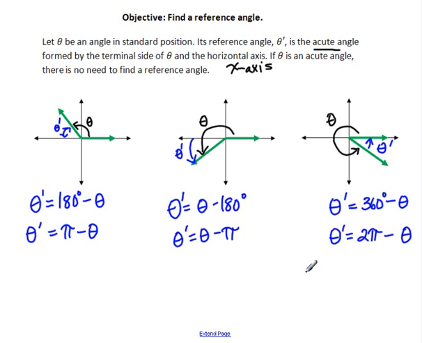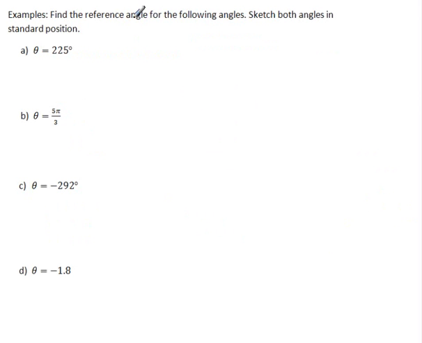Okay? Now I'm going to explain where the reference angle is needed in just a little bit, but right now we're just getting practice at what is the reference angle. So the reference angle is, again, the acute angle formed between the terminal side of theta and the x-axis. Always the x-axis. So let's look at some examples. If we want to find the reference angle for the following angles, we're going to sketch both angles in standard position. So we have theta is equal to 225 degrees. So what would we have?